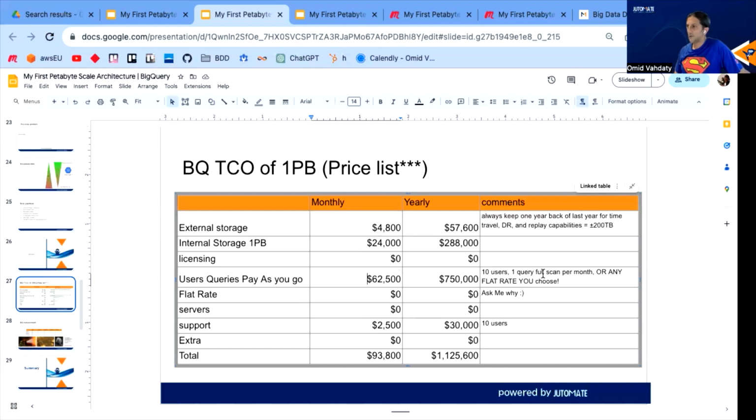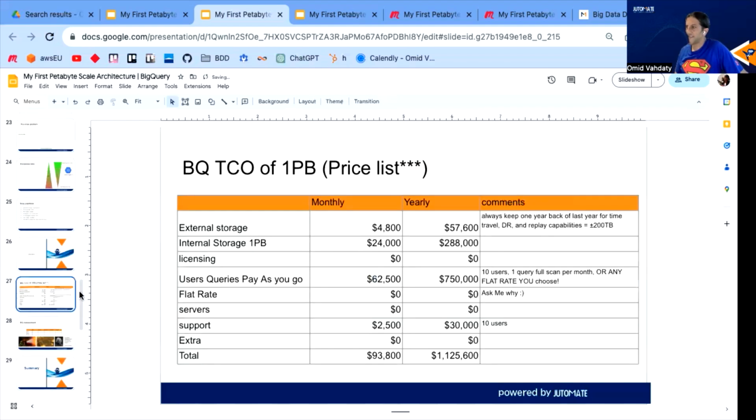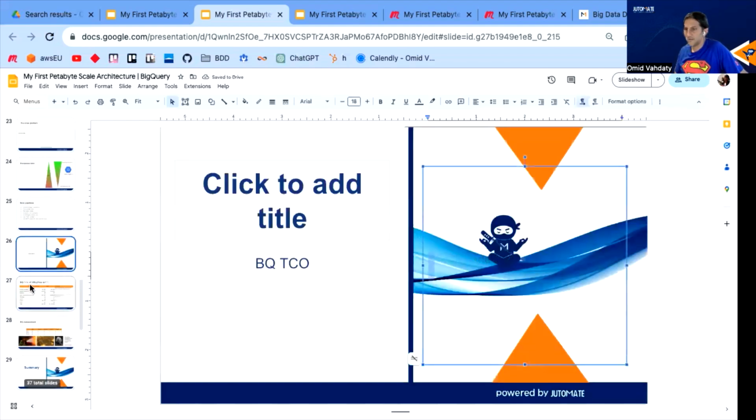And I took the liberty to use 10 users, one full scan per month on the entire 1 petabyte. It's not reasonable, but just to get a sense of how much money are we talking about? It's about $6,000 per query. Multiplied by 10 users, it's $60,000 per month. So essentially, it gives you a very high number yearly. But obviously, this is not a real life scenario.